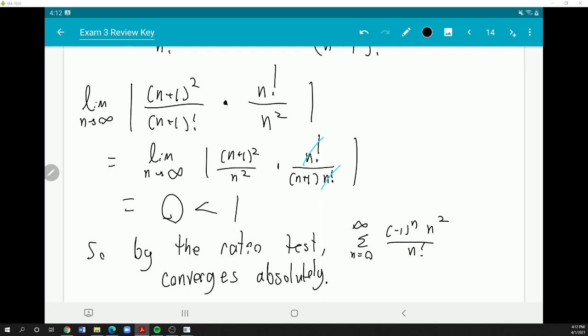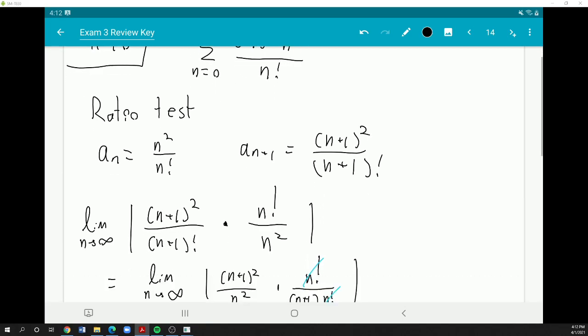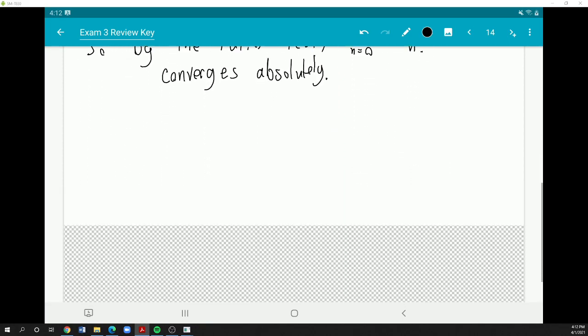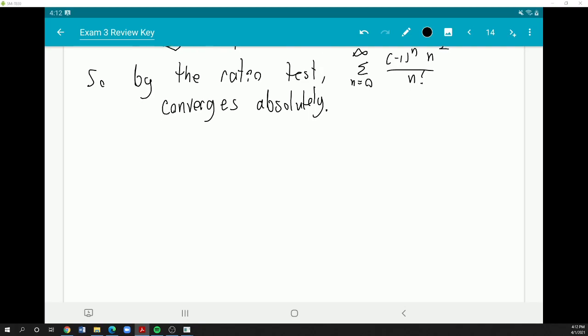Okay. And now we don't need to test anything else. This is why we like to test for absolute convergence first. Because we could have done the divergence test here, but it might have been hard to prove it was decreasing. But we get that it converges absolutely, not for free, but this gives us the correct answer.